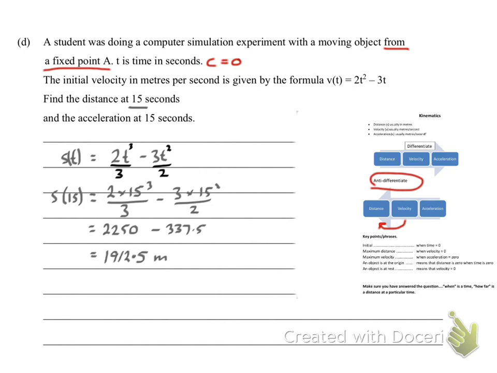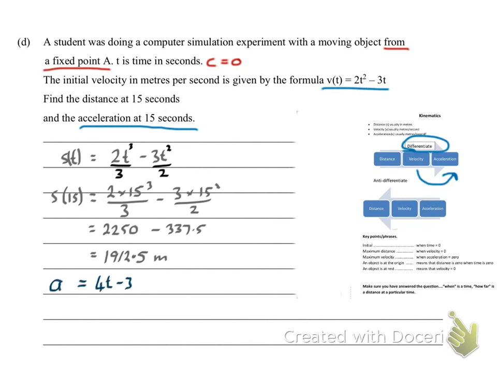We also want the acceleration at 15 seconds. So from velocity to acceleration, differentiate. So differentiate the velocity equation, multiply by the power, reduce the power by 1, and put 15 in for t. And there's your answer. Well, if you get both of those, that's excellence.